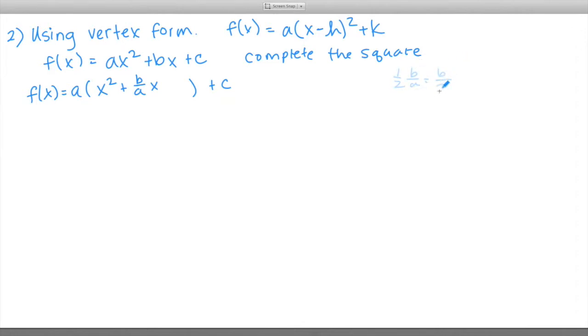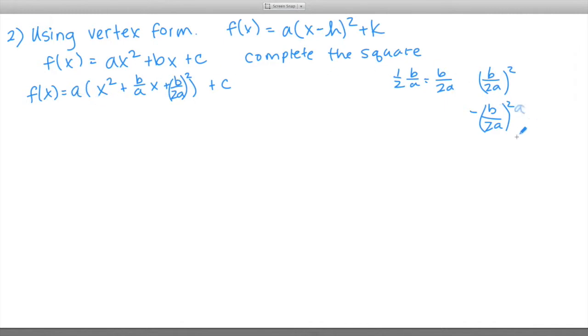Now in order to complete the square, we're going to half b over a and then square it. We add that inside the parentheses because we want that perfect square so we can get it in vertex form. So b over 2a squared. Really, we're not just adding b over 2a squared, we're adding that times a, so we have to subtract b over 2a squared times a. We've got to add a negative of those in order not to change the value of the equation.